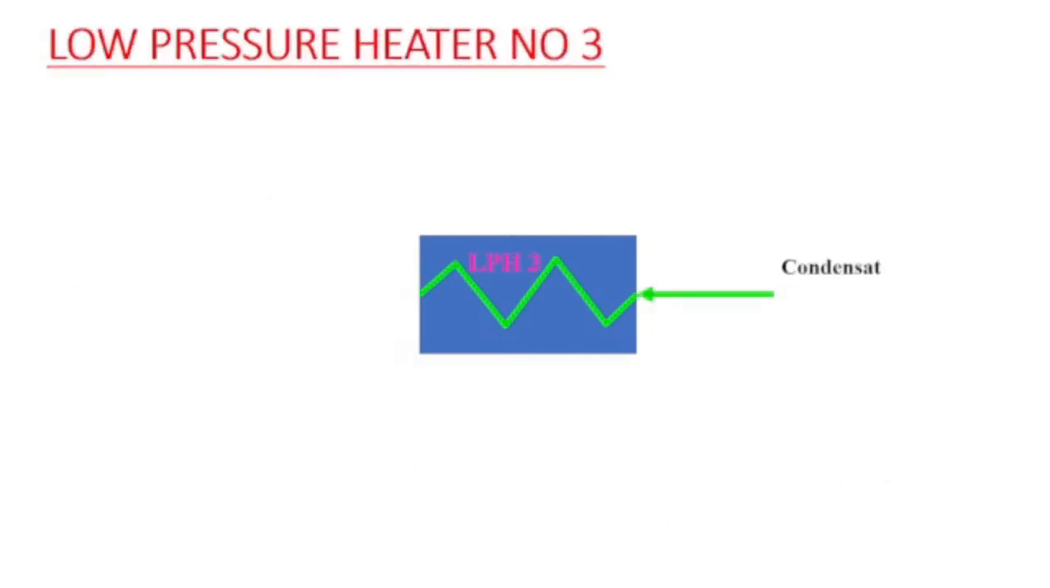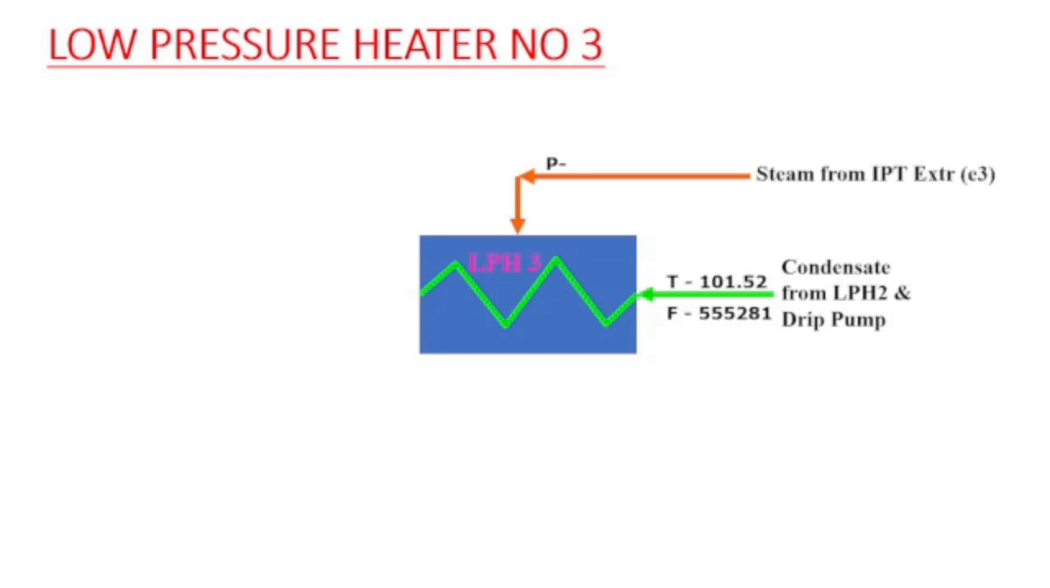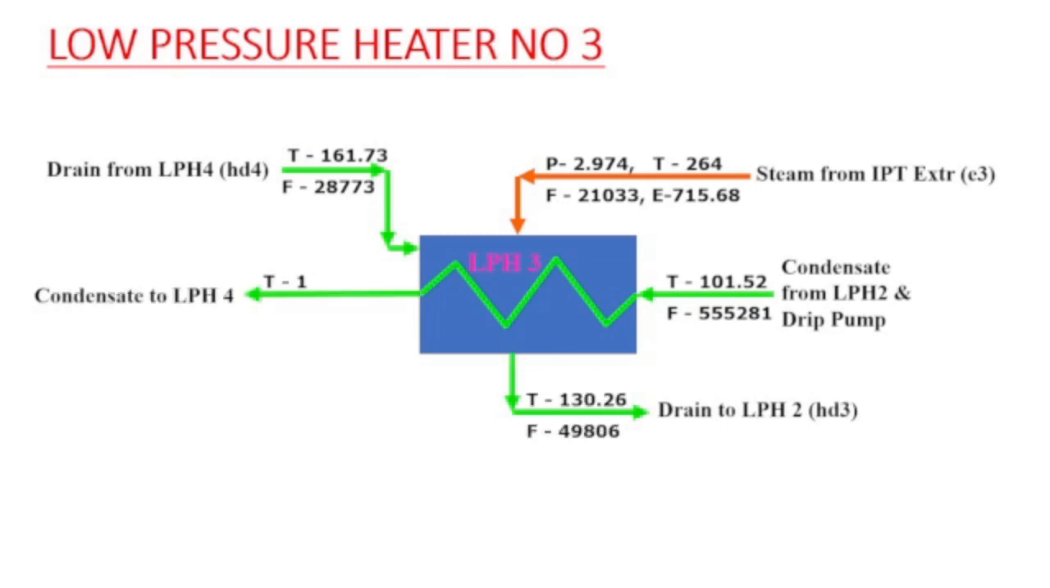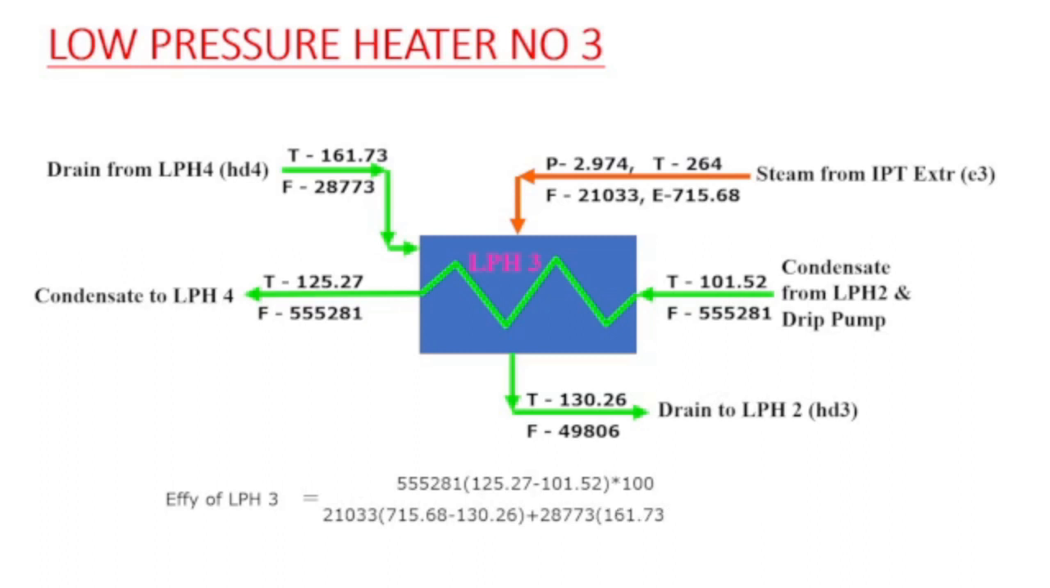The next in the regenerative cycle is the low pressure heater number 3. In the low pressure heater number 3, the condensate from LP heater 2 passes through LP heater 3, and the drain of LP heater 3 goes to LP heater number 2, as we have seen in the last slide. The total condensate is the same as that from LP heater number 2, but the temperature increases from 101.52 degrees centigrade to 125.27 degrees centigrade.